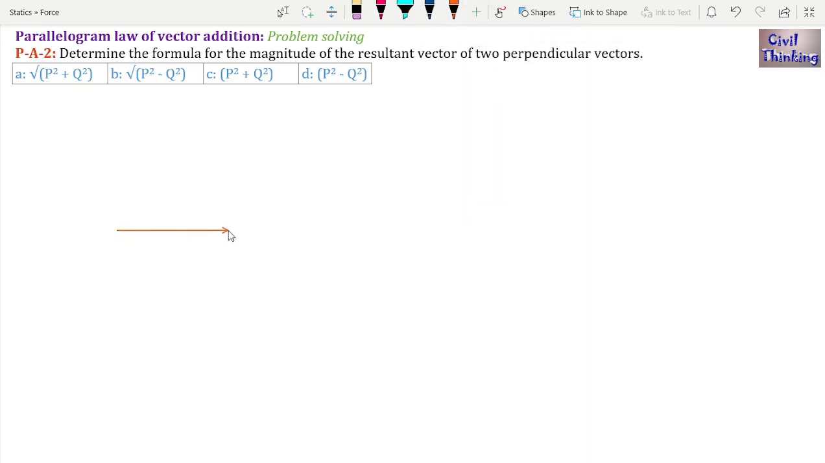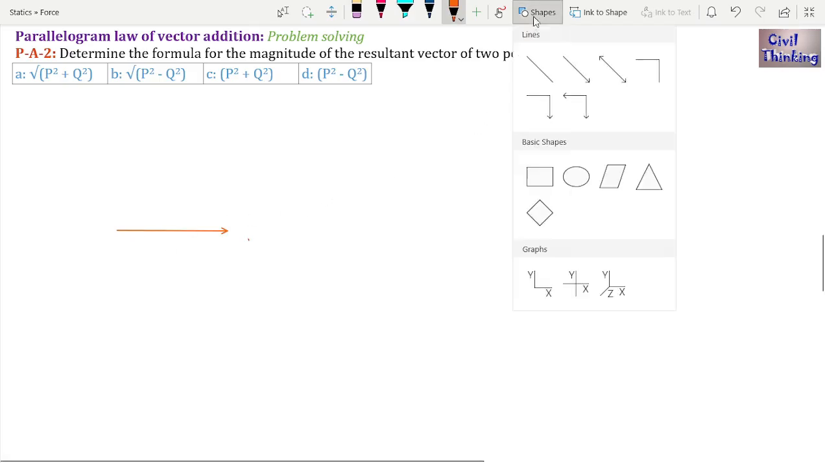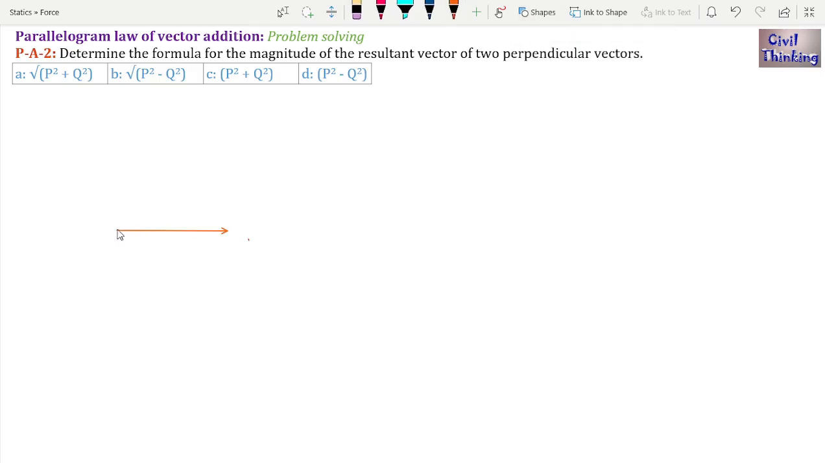Let us say this is one vector, and let us say this is another vector. Let us assume the angle between them is theta, and because they are perpendicular vectors, it means theta is 90 degrees, right? Let us say this vector is P and this vector is Q, because you can see everything is in P and Q.